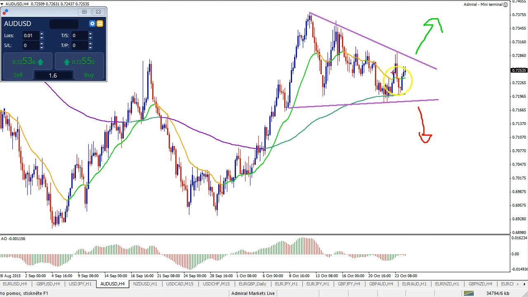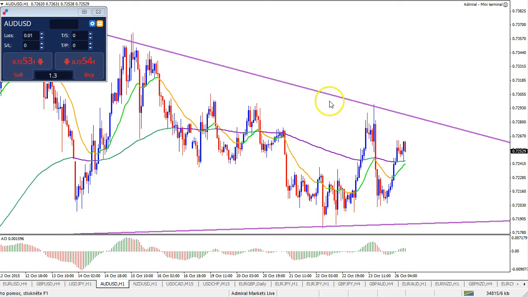Now, there could be some triangle trade within this, between these support and resistance levels, but the space between these two trend lines is becoming smaller as time progresses. So preferably, I would wait for the trendline break on the AUDUSD at the moment.